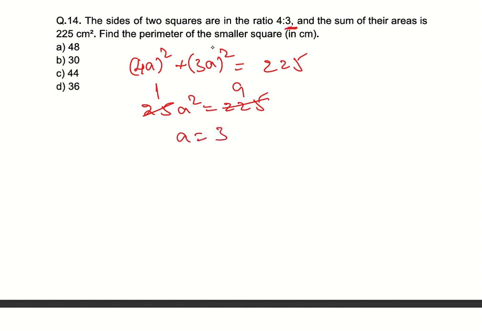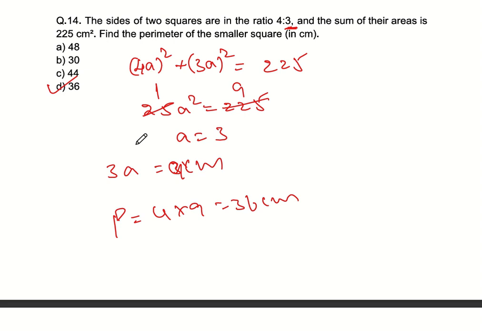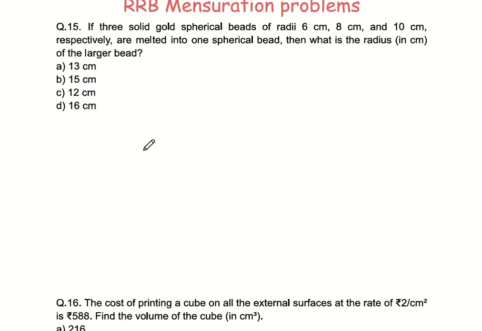They are asking for the smaller side, so 3a is the smaller side. 3 threes are 9 centimeters, then perimeter equals 4 times 9, that is 36 centimeters. D is our answer. Next, the 15th question.